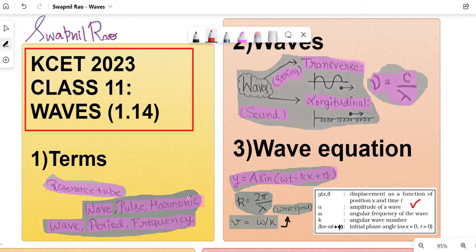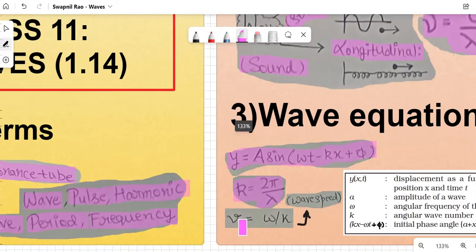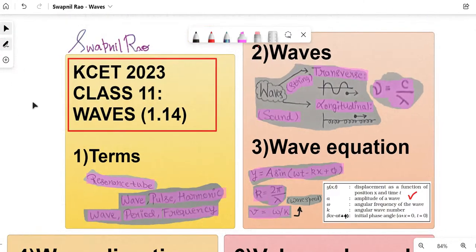So yeah, next term would be k over here. k is nothing but wave number, by the way, angular wave number. So the formula is important. k is equal to 2 pi by lambda, where lambda is the wavelength. And finally we got this formula which is v, also called wave speed, by the way. So wave speed is equal to omega by k, where k is the same angular wave number from above. That is about the wave equation.